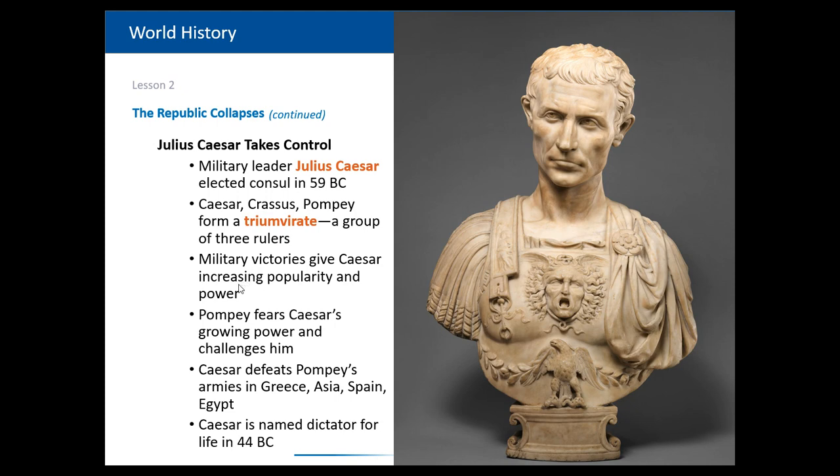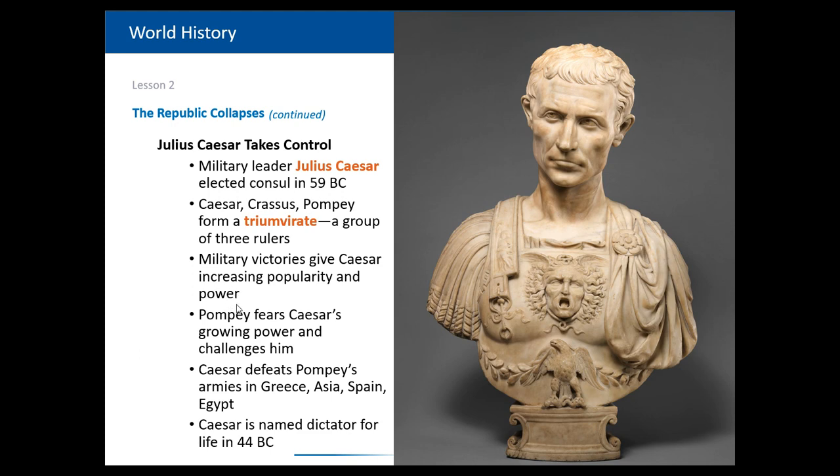Caesar, Crassus, and Pompey form a triumvirate. A triumvirate is a group of 3 rulers. The military victories give Caesar increasing popularity and power. Pompey fears Caesar's growing power and challenges him. Caesar defeats Pompey's armies in Greece, Asia, Spain, and Egypt. Greece is in Europe, on the border between Asia and Europe.